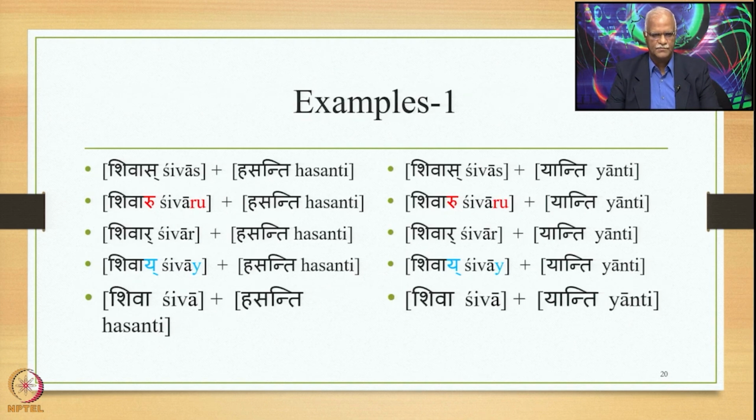Here are the examples. First is Shivas plus Hasanti, where Ha follows as. Sa appears at the end of the pada, so Sasajushoruhu applies, and then we get Shivaru plus Hasanti. Then Ru gets substituted by Ya, so we get Shivaya plus Hasanti by the sutra Bhovagho Apurvasya Yoshi, and then this Ya gets deleted permanently, and so we get only one form, Shiva Hasanti. Similarly, Shivas plus Yanti, so Sa is substituted by Ru by Ya, and then finally Shiva Yanti.